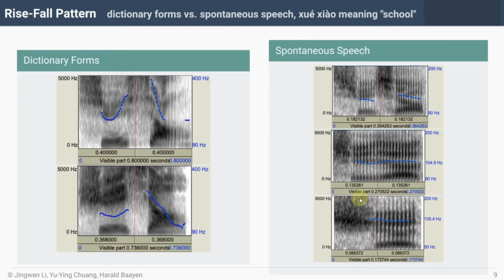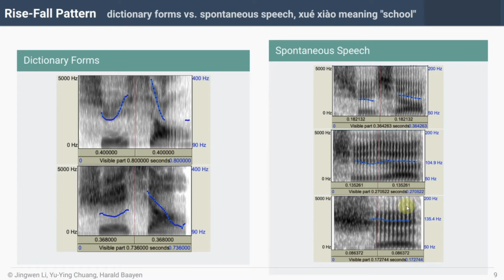Although produced by the same person, the words school sounded very different to each other, not to mention the deviation from the dictionary forms. You can also see the differences in the duration of each token. The duration of the dictionary forms are at least twice the duration of the word produced in spontaneous speech.